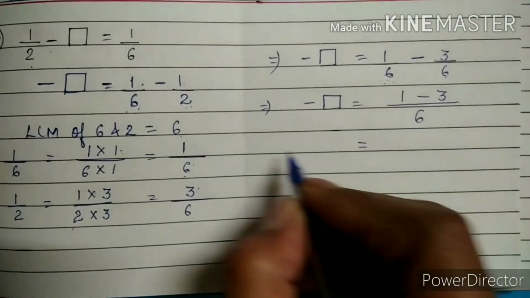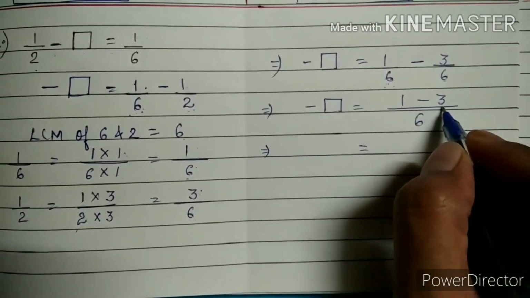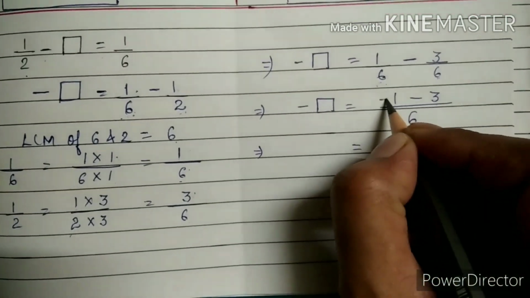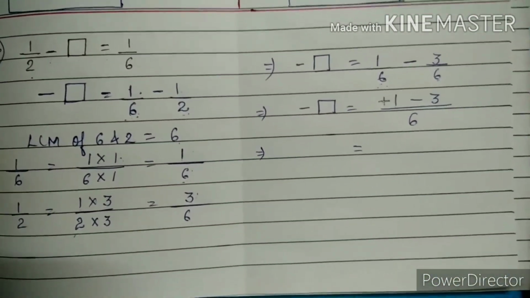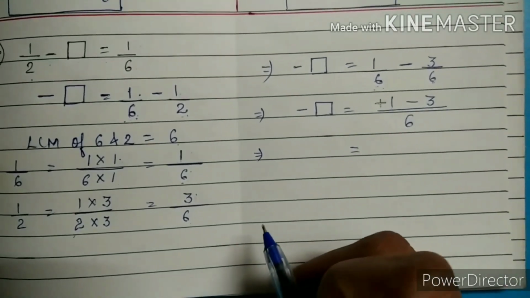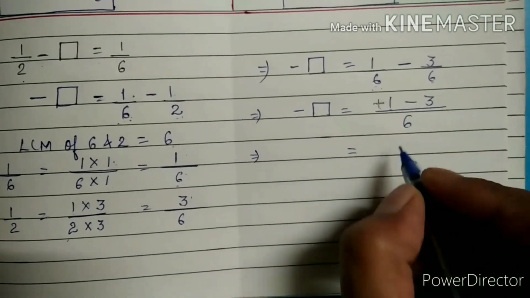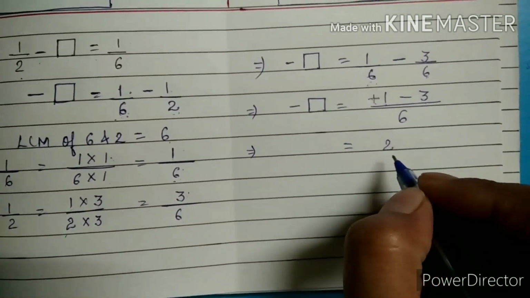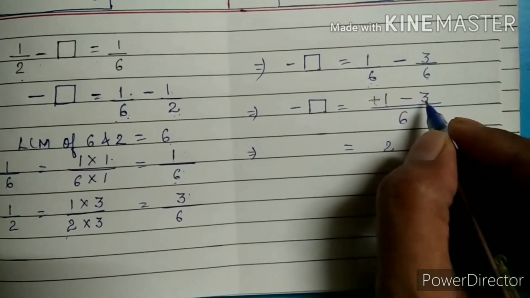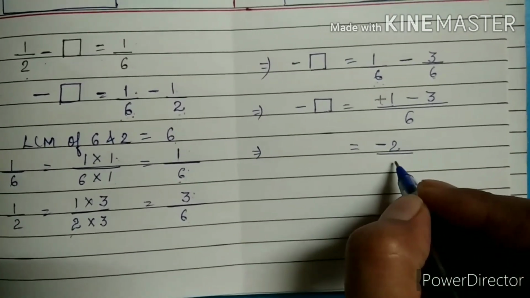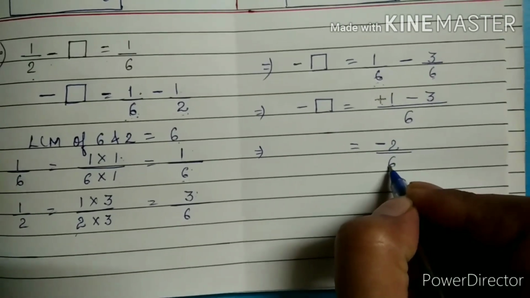Now we already learned the integers, so plus. Here our 1 is presented as plus, so plus minus is minus, plus minus is minus. 3 minus 1 is 2. Which is the greater number? 3 is the greater number, having the symbol of minus. So here minus will also come and it is 6.